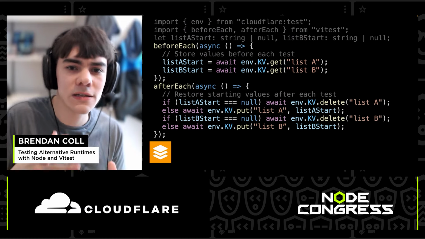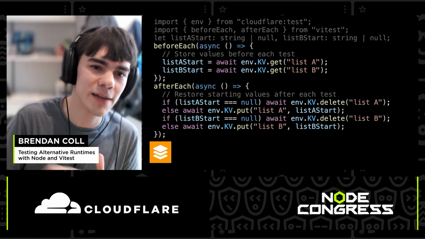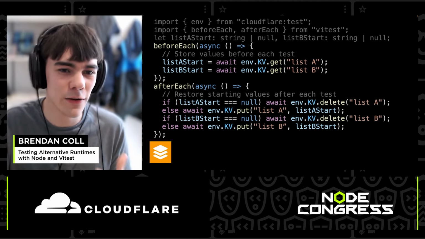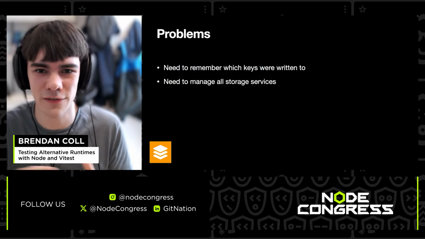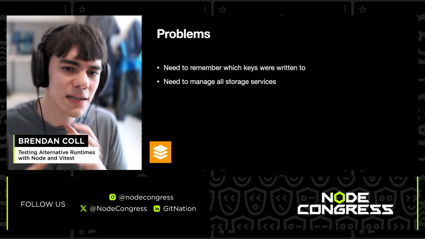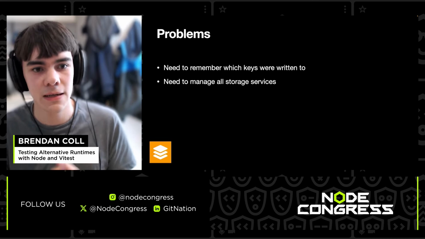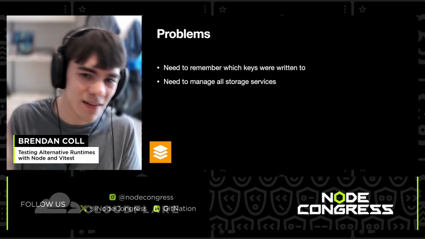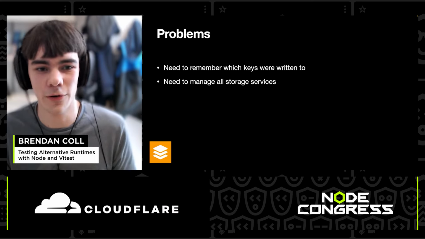We can implement this with some additional code before our tests that stores the value of each list before the test, then restores it afterwards. This is quite a lot of work though. It's slightly easier with the recently introduced onTestFinish hook to Vitest, but we still need to remember which keys were written to, or enumerate them at the start and end of the tests. You'd also need to manage this for KV, R2, durable objects, caches, and any other storage service you use, and this is all very error-prone.